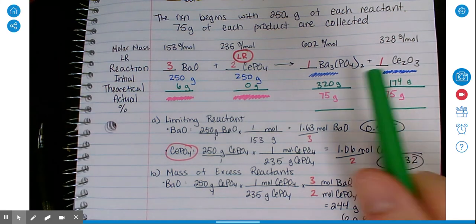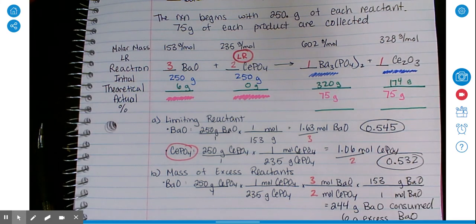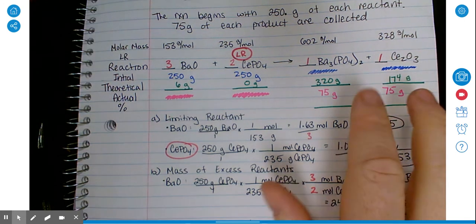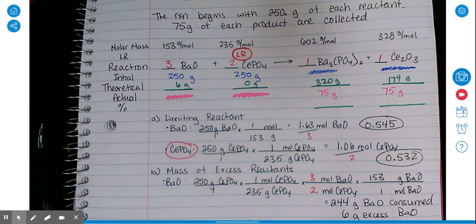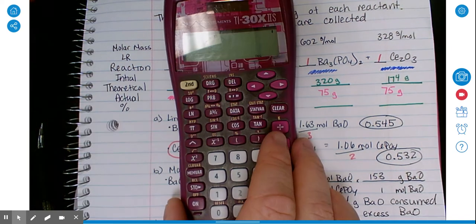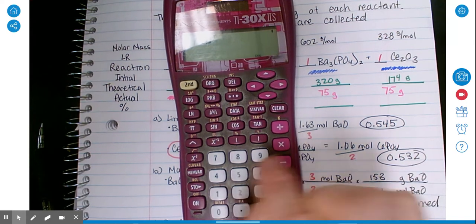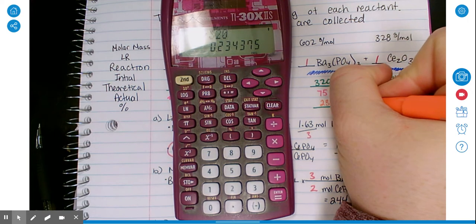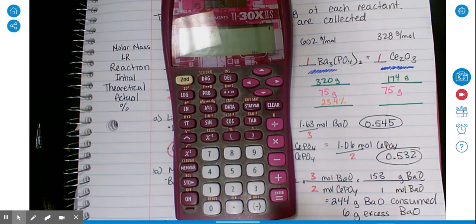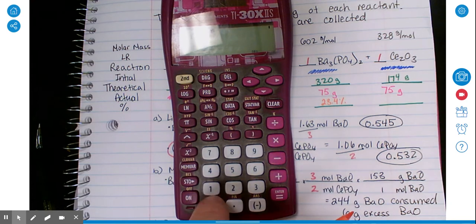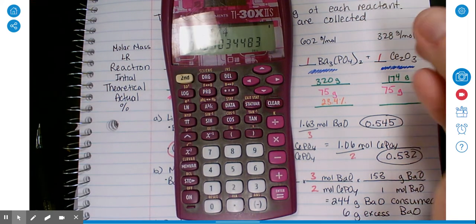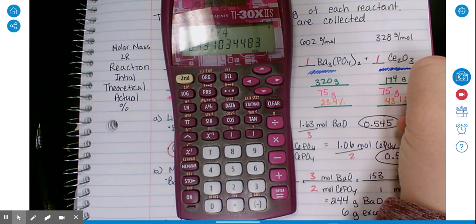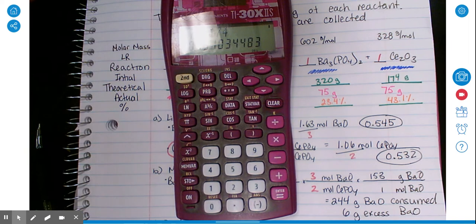Now, I know in the last video we said that percent yield is usually the same. This time, since it gave you 2 collected masses, you can go ahead and calculate the percent yield. Those numbers are going to be different this time. It's actual, which is 75, divided by theoretical, which is 320 for the barium. So this percent yield is 23.4%. And cerium oxide, 75 divide 174 would be 43.1%. So these would be our percent yields.